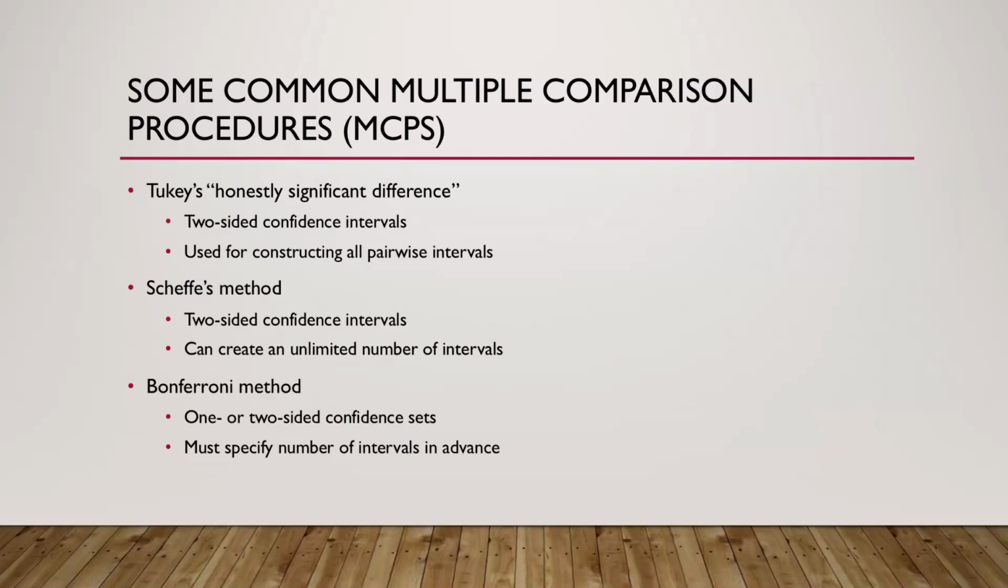Here are some of the common multiple comparison procedures that control error. Now, when I say some of them, there are probably in the neighborhood of 100 different multiple comparison procedures, and no, I'm not exaggerating. And so I have selected 3 of the most common ones. Tukey's HSD, or honestly significant difference, is for two-sided confidence intervals, and it's when we're interested in looking at all pairwise comparisons, which I would argue is the vast majority of the time.